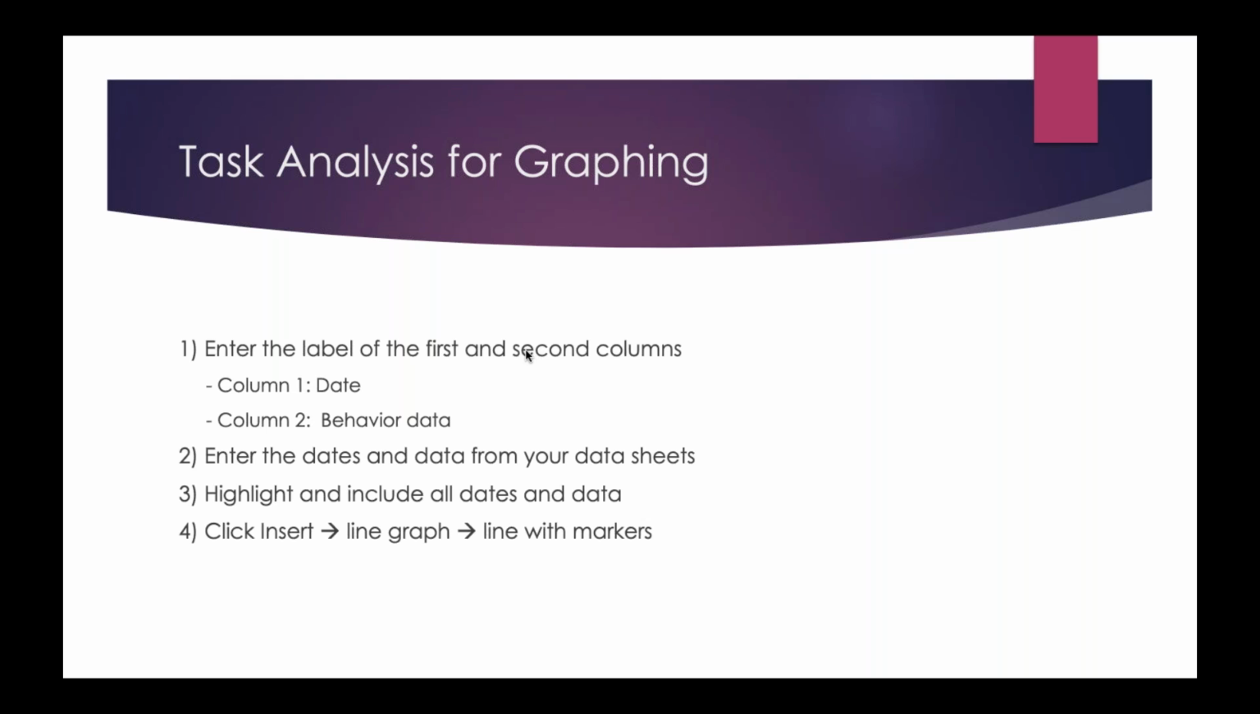So the first step, you're going to enter the label of your first and second columns. Your first column is going to be the date or the session number, and your second column is going to be the behavior data that you were tracking. You'll enter all the dates and all of the data from your data sheets. You'll highlight and include all those dates and data, and then you'll click Insert, Line Graph, Line with Markers to make your initial graph.